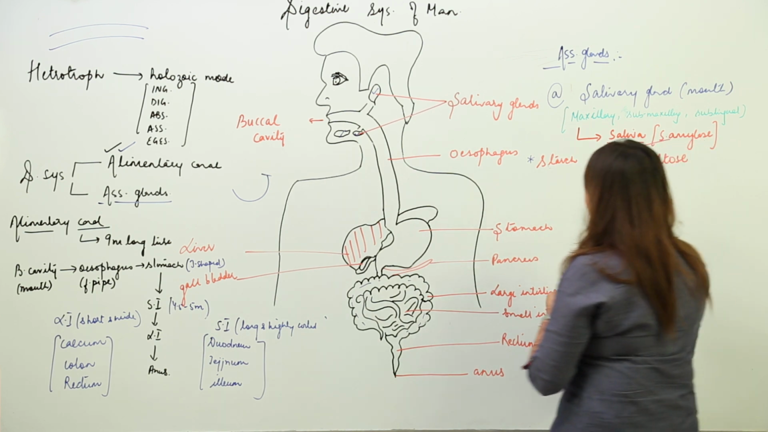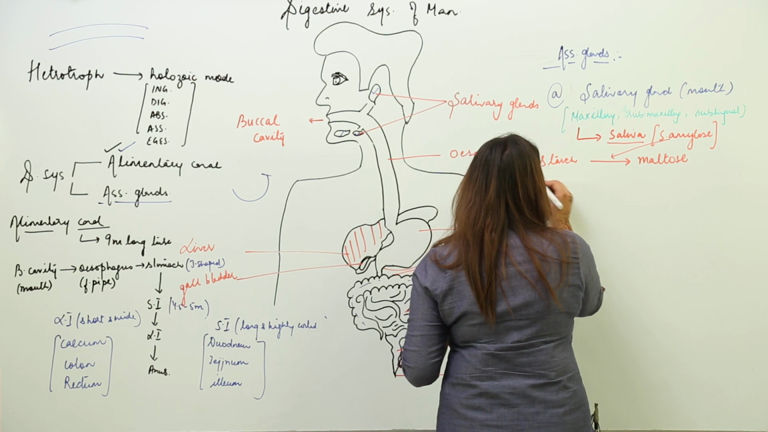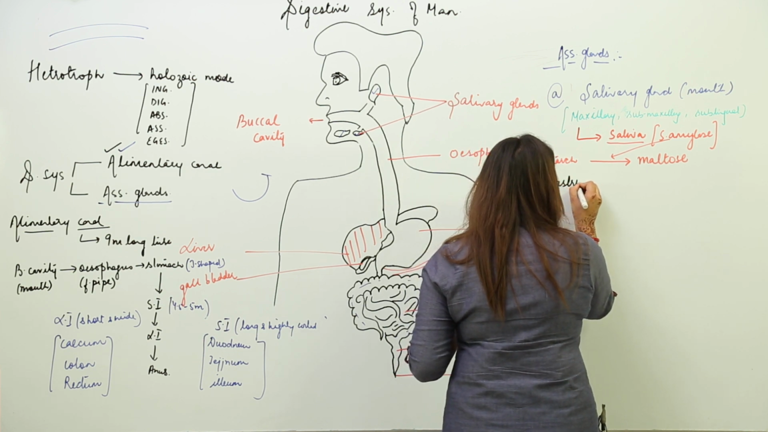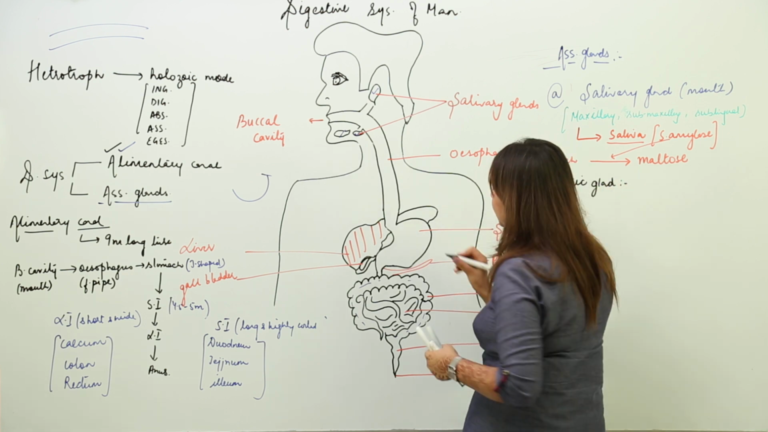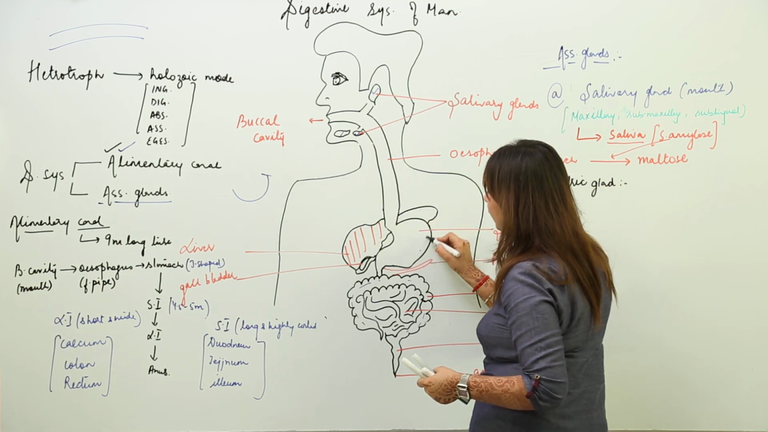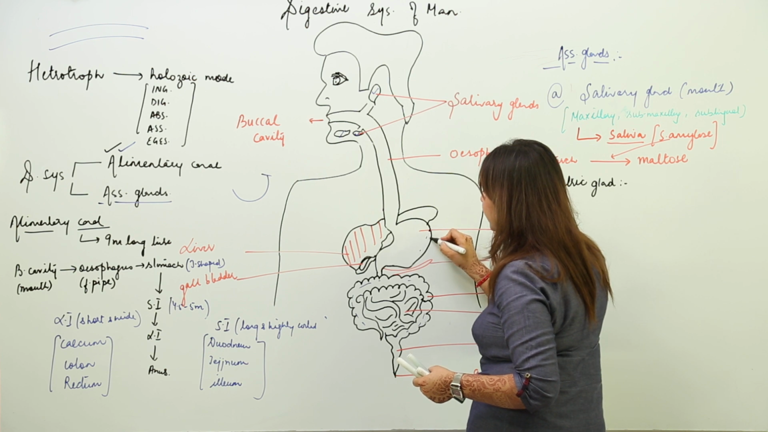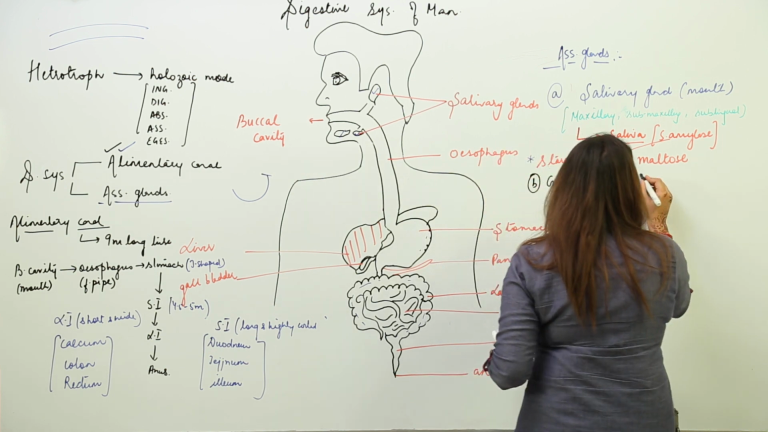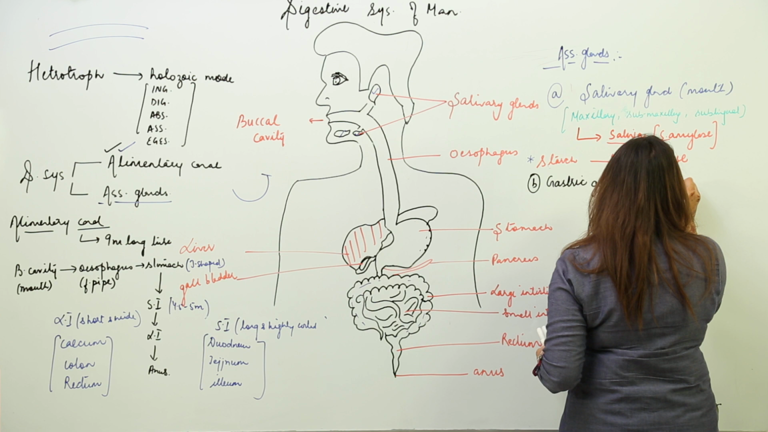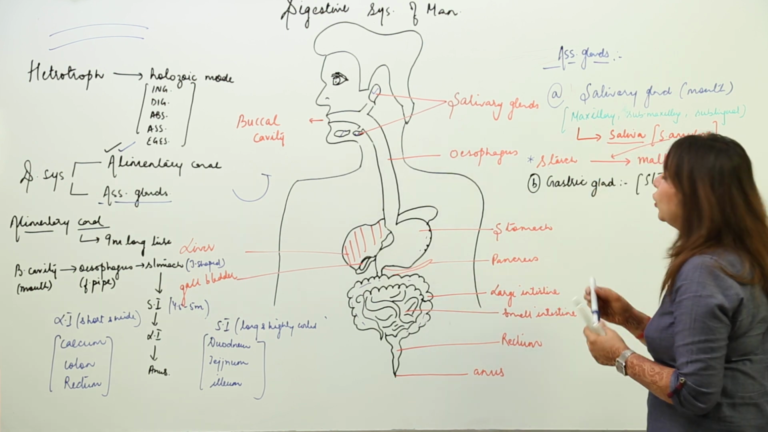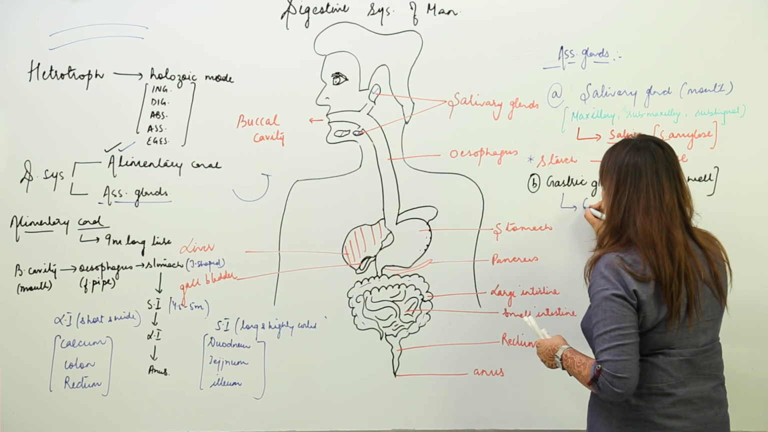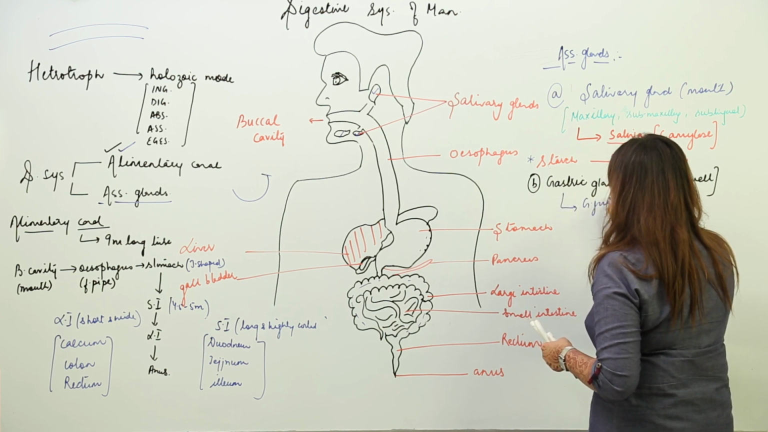The second gland which is present in sequence is the gastric gland. Where is this gland present? It is present in the stomach wall. What does it secrete now? It secretes gastric juices.